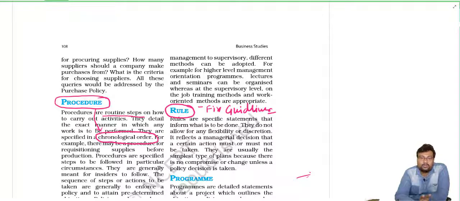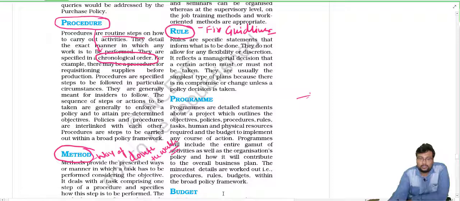Rules are fixed guidelines which tell us what to do and what not to do. These fixed guidelines cannot be changed. They do not have any flexibility. Okay, beta, this is all about the rule.